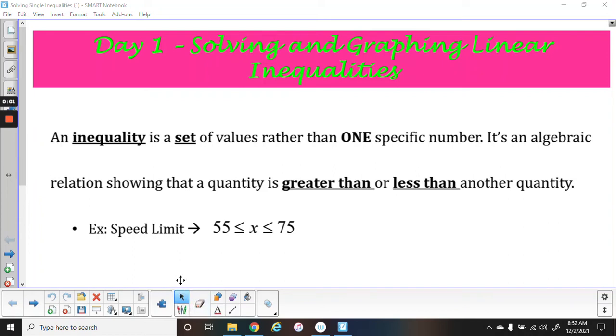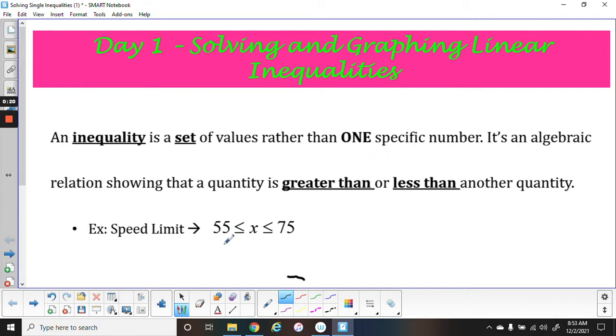Hello, today we're talking about solving and graphing linear inequalities. So an inequality is a set of values rather than one specific number. It's an algebraic relation showing that a quantity is greater than or less than another quantity.